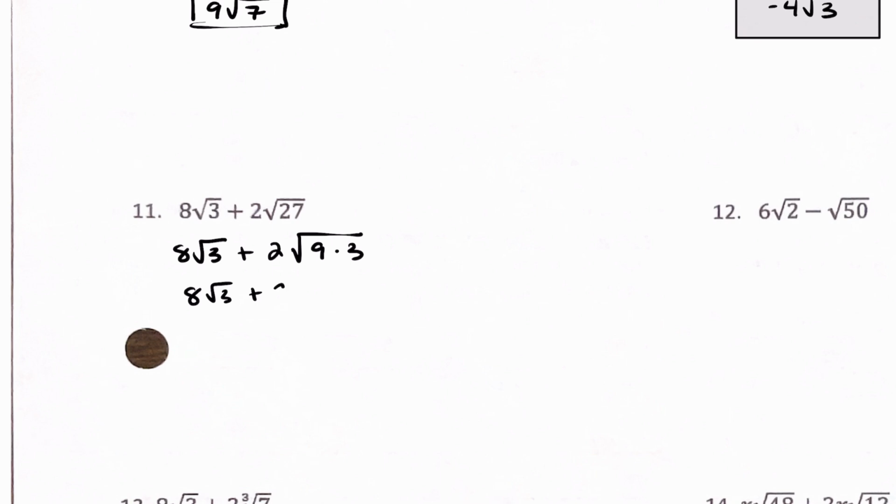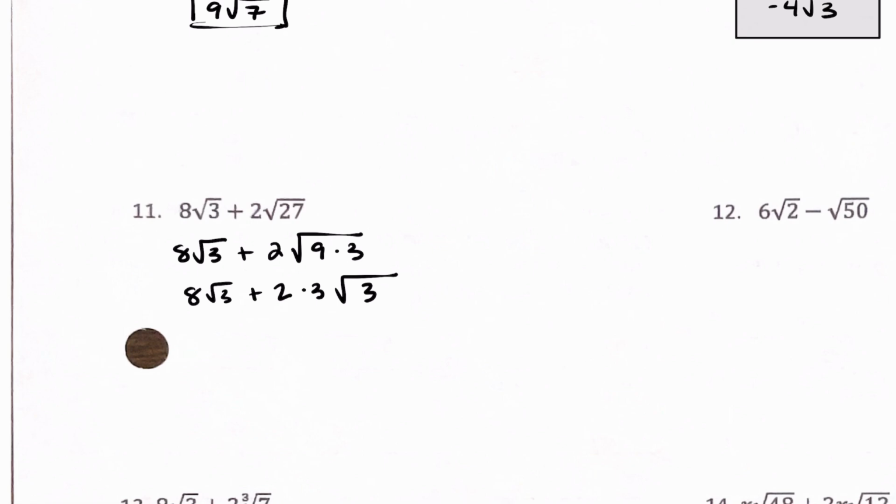So I have that 2. I can take the square root of 9. The square root of 9 is 3. So where is 3 going to go? It's going to go outside of the radical. And then I have that 3 under the radical. You can't take the square root of 3, so it's going to remain under the radical here, okay?